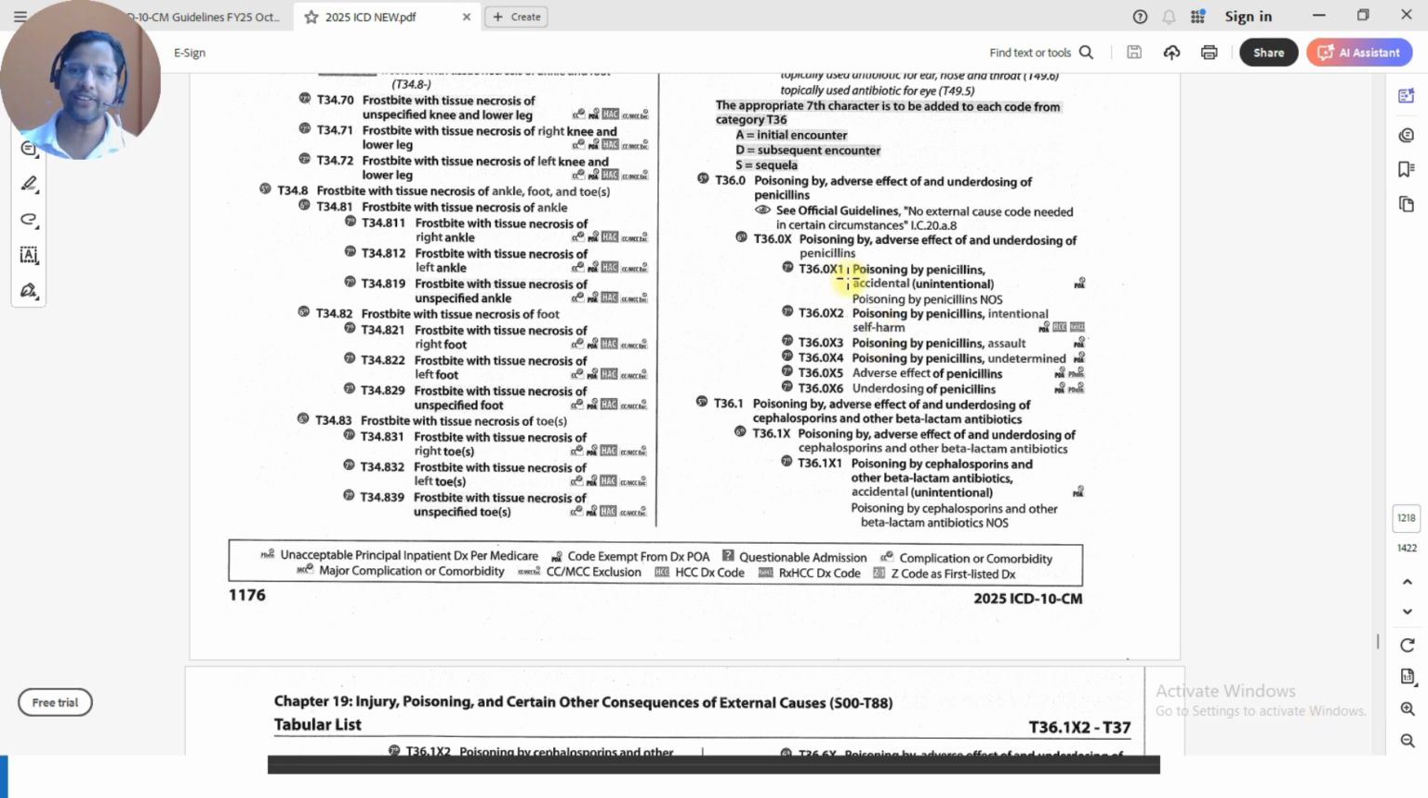So 1 here is related to accidental, unintentional poisoning. 2 is related to penicillin intentional. Intentional means if a patient wants to commit suicide, they will use this one. Next one is assault. Due to assault, if the patient has the poisoning, we will use 3. If it is undetermined, whether it is unintentional or intentional, we will use 4. 5 is for adverse effect. 6 is for underdosing of penicillin.